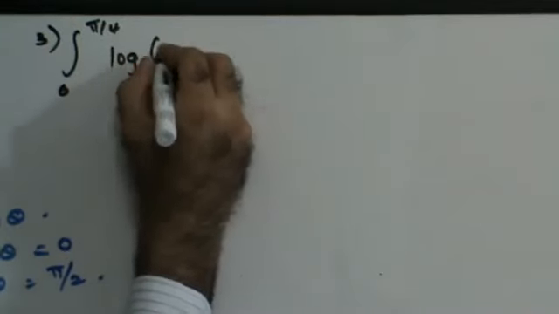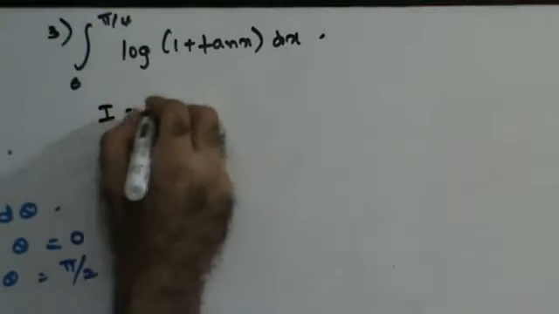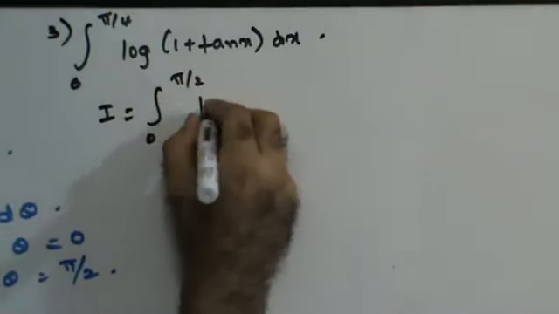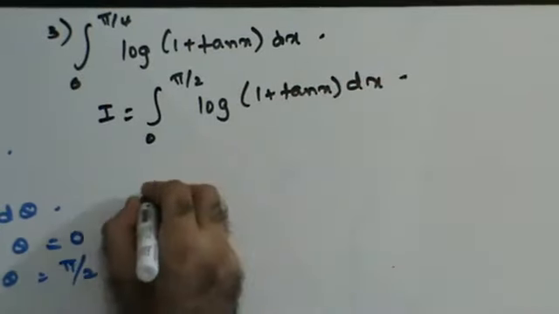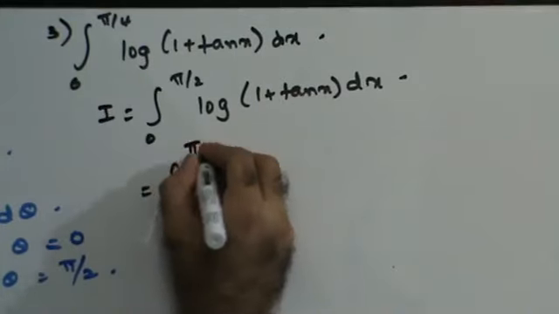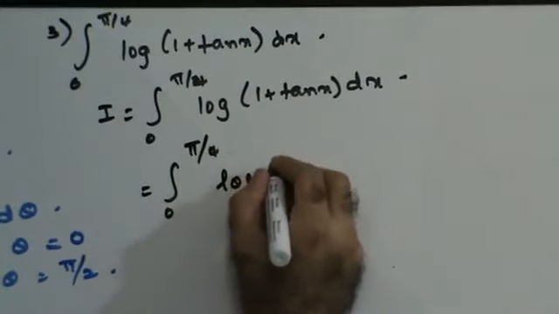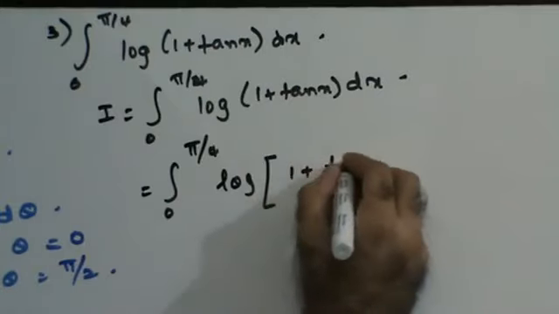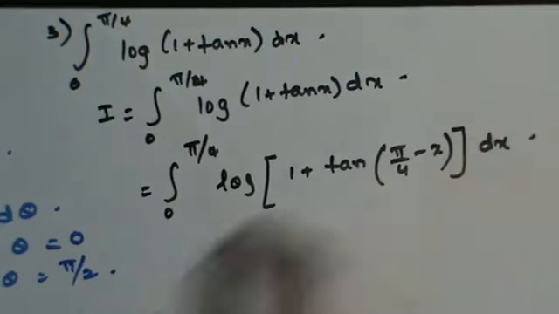Integral of 0 to pi by 4 log 1 plus tan x dx. Now let's assume that I is integral of 0 to pi by 4 log 1 plus tan x dx. This can be written as integral of 0 to pi by 4 log 1 plus tan of pi by 4 minus x dx.